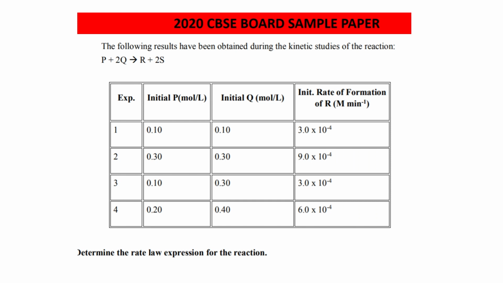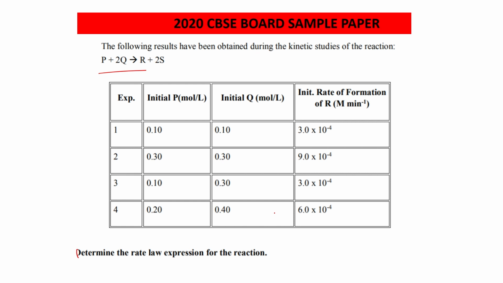Next question, let us see one more. Here they have given the following results obtained during the kinetic studies of the reaction. This is one reaction which is given and these are the values which they have got. Determine the rate expression for the reaction. Initially, students, experiments were performed: experiment number 1, 2, 3, 4. The experimental results, initial values were all this, the initial values of P was so much, initial values of Q was so much, because two reactants are there. And finally, the rate of formation also is given here.